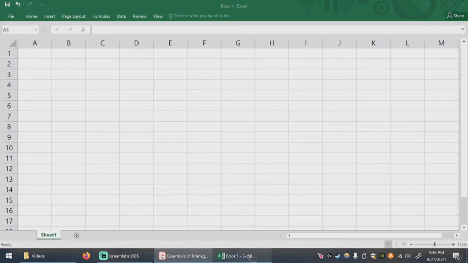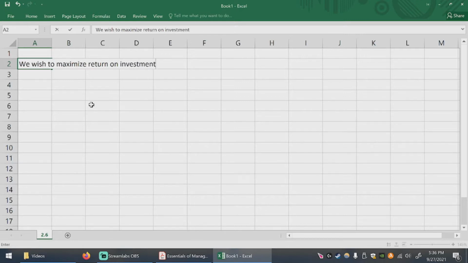So let's just go right into Excel. You'll see my answers. I just type it in Excel. Why not? So this is, I'll just number it over here, 2.6. And let's begin. So maybe a sentence here to help you. We wish to maximize return on investment. Just words, just to get into the flow of this, right? Okay, I want to maximize my return on investment.